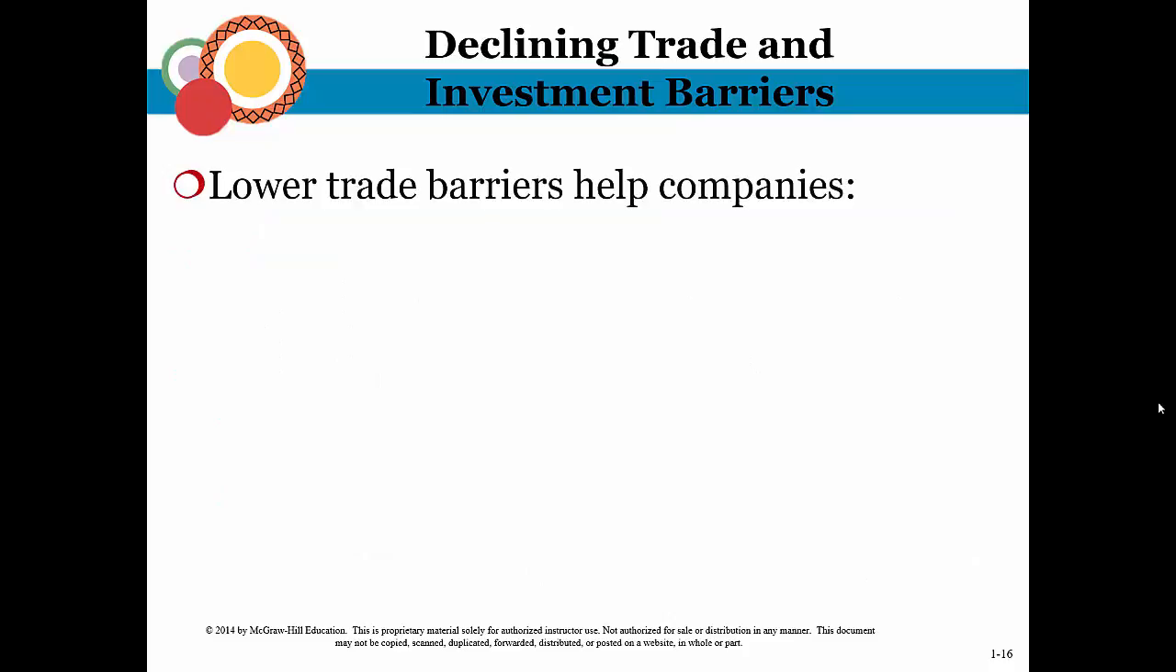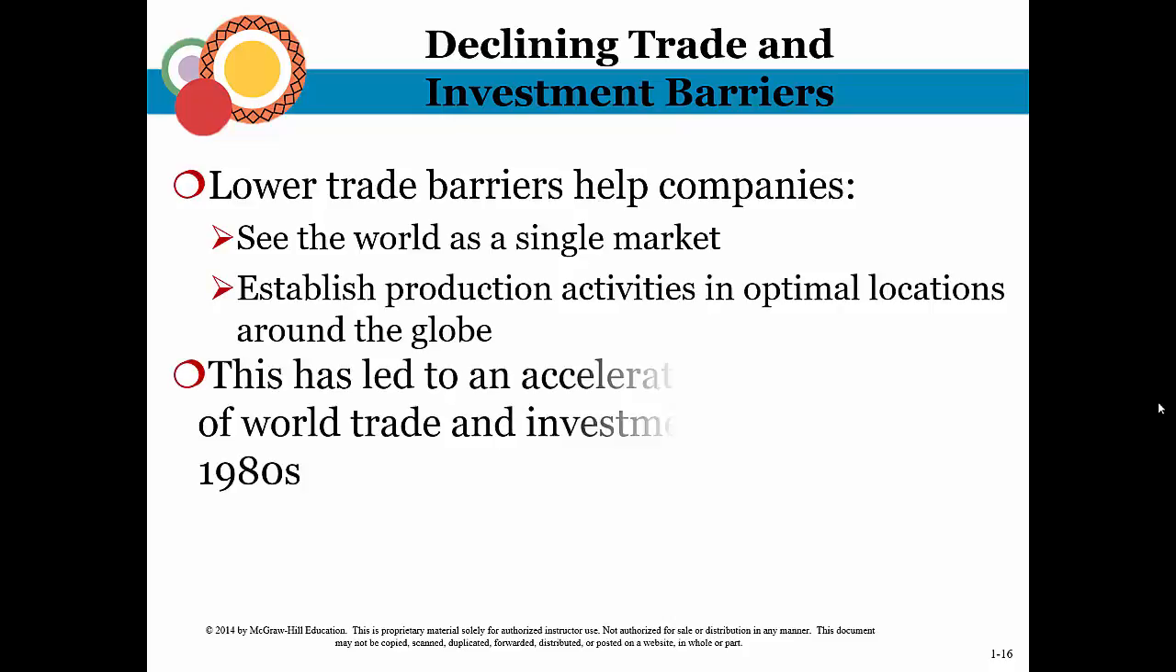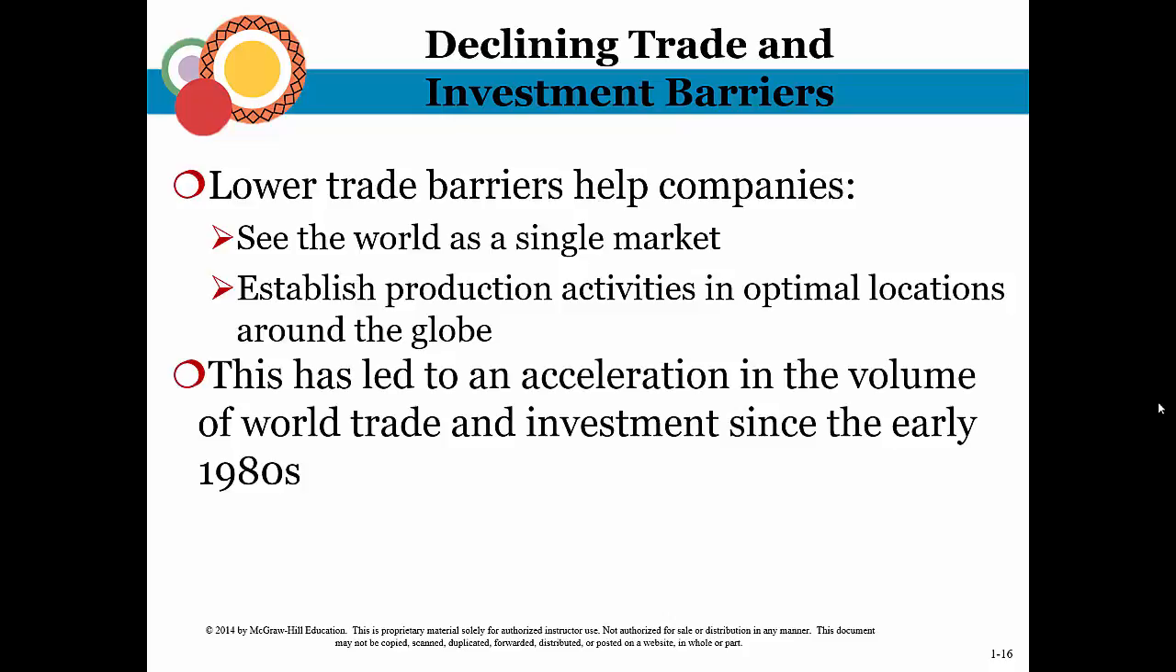This ultimately lowered trade barriers and helped countries see the world as a single market, because that's what it is. A consumer in, again, China, a consumer in Europe, a consumer in Rochester, Minnesota, has the capability to buy products on a global scale. And technology has opened that up to a wider vast of consumers and a wider vast number of suppliers. They were able to establish production activity in optimal locations around the globe, thus lowering costs. This ultimately led to an acceleration in the volume of world trade and investments since 1980, essentially.